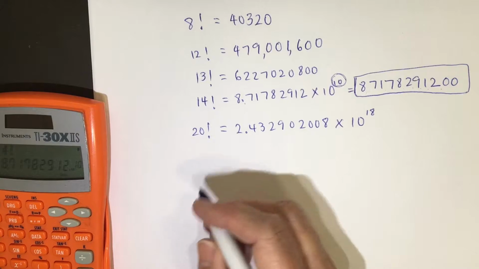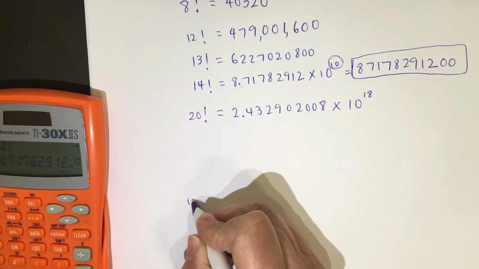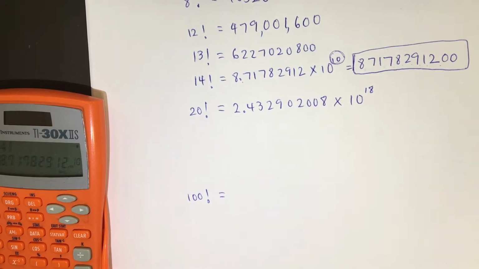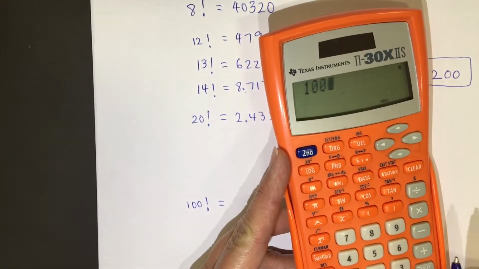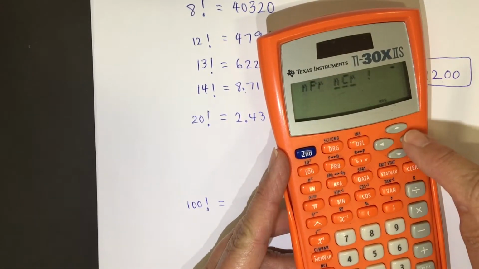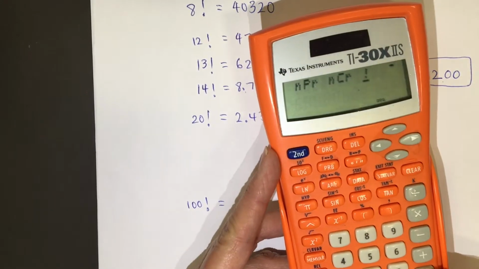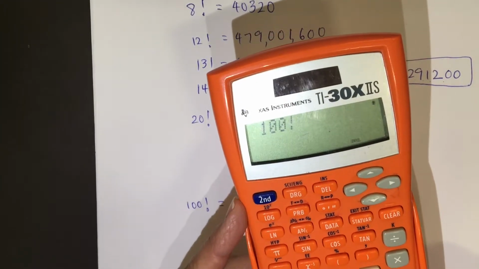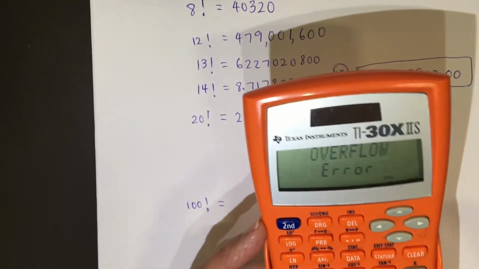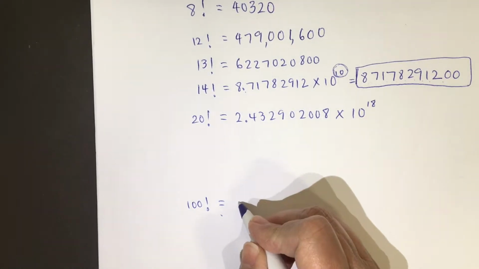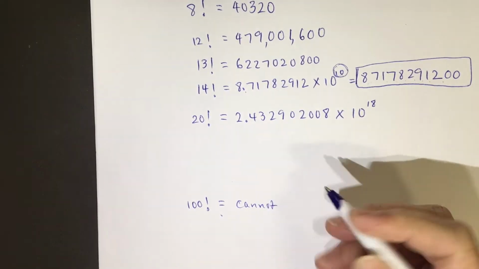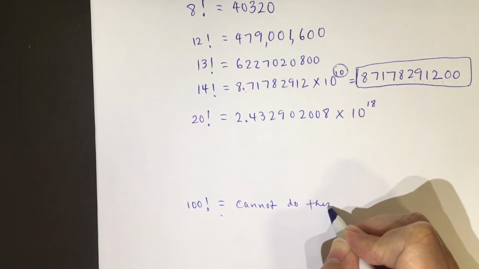Let's try 100 factorial. I'm going to skip some space again. 100 factorial equals, try that in your calculator. 100, probability, underline exclamation mark, select it, 100 factorial. It's too big for the calculator. Overflow error. If I had this on the test, do you type overflow error? No, you got to figure out something else. So I'm going to write, cannot do this on the calculator.